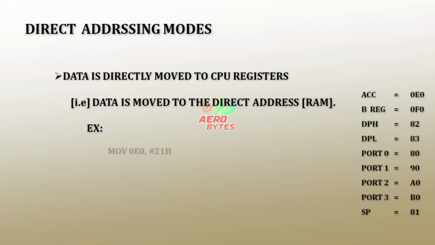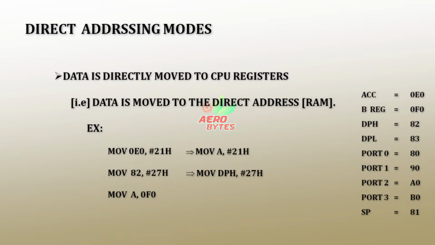For example, MOV E0, #21. E0 is the accumulator, so this can be written in the normal form as MOV A, #21. Here A is given directly, meaning E0 is the direct address of the accumulator, 82 is the direct address of DPH, F0 is the direct address of the B register, and 5 is the direct address of R5. These are all examples of direct addressing mode.